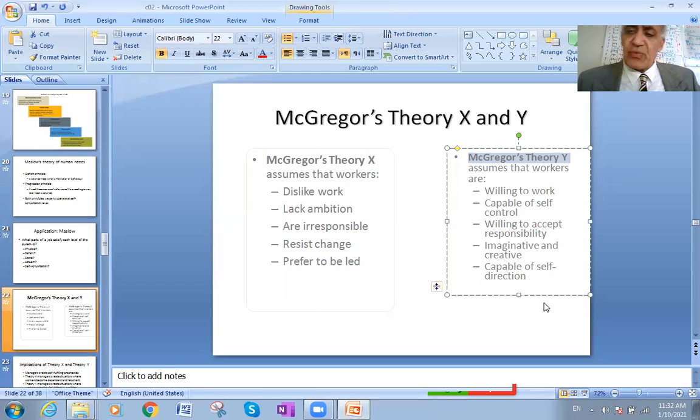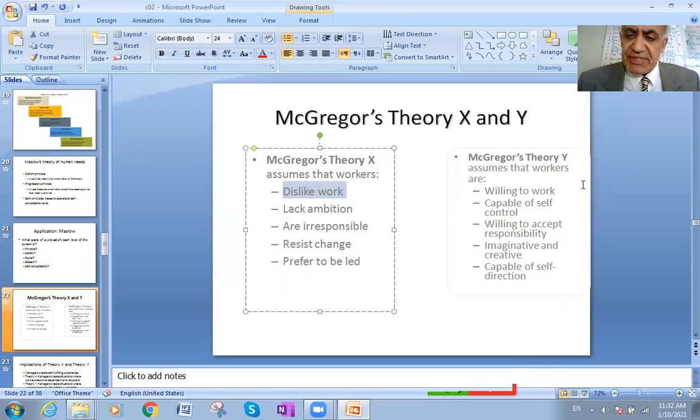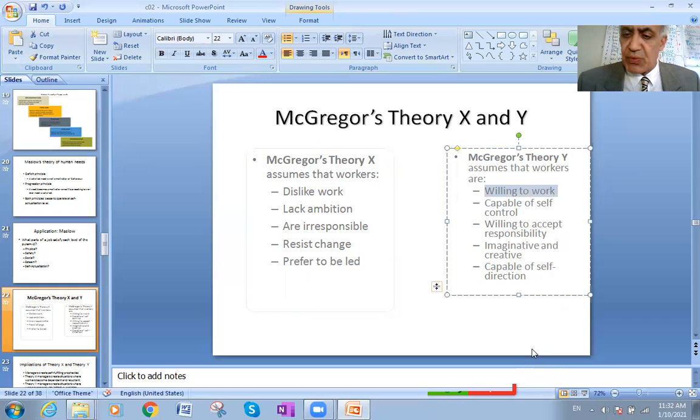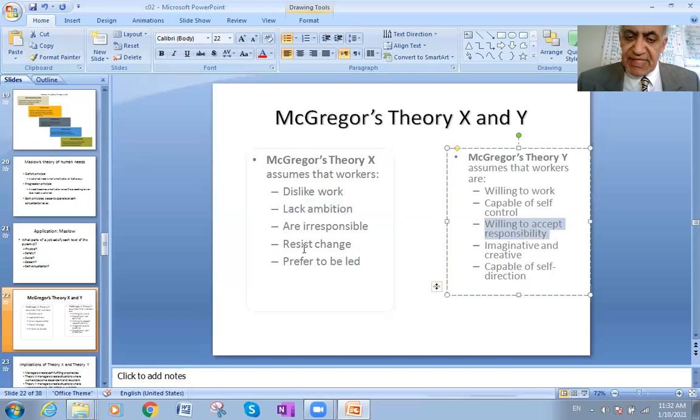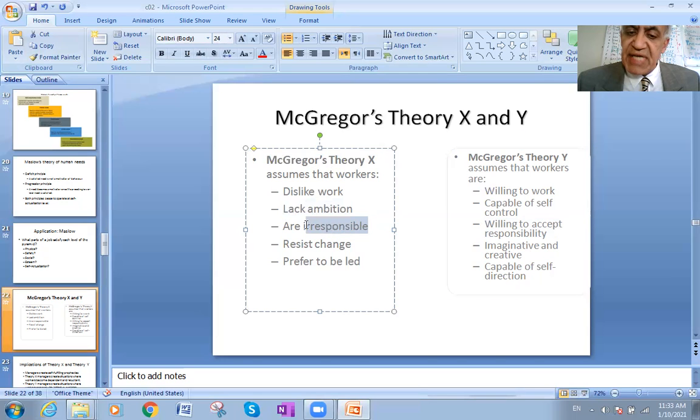What did he say about Y theory? He said that the people are the opposite of X, entirely the opposite. He moved to the other side. What did he say then? Here he said X people dislike work, but here he said Y people are willing to work, capable of self-control. Here he said X lack ambition, but Y are willing to accept responsibility. Here X escape from responsibility.